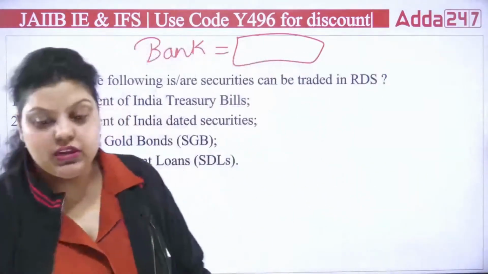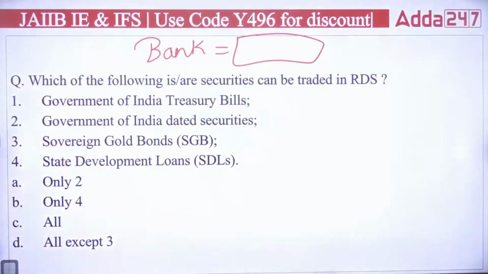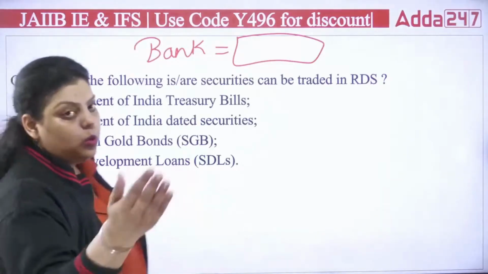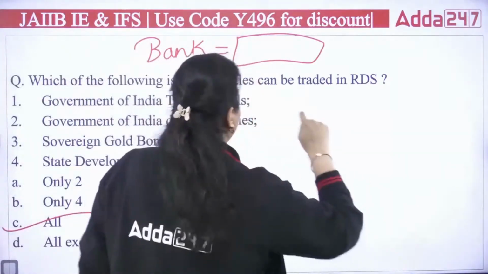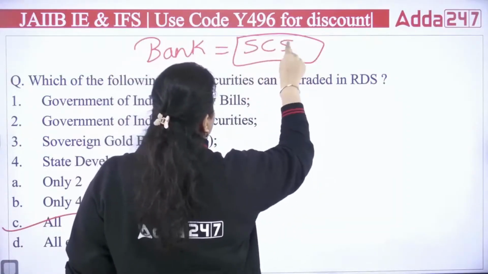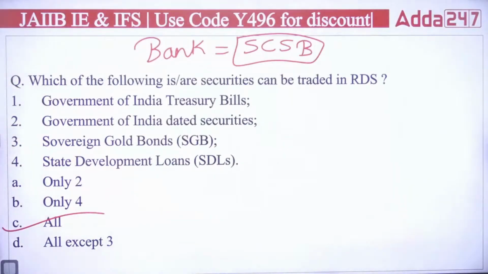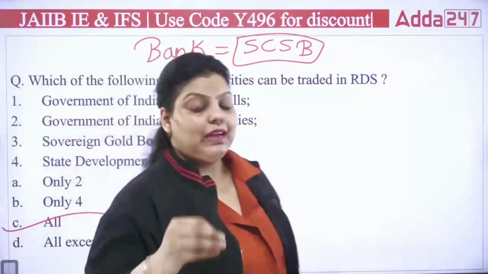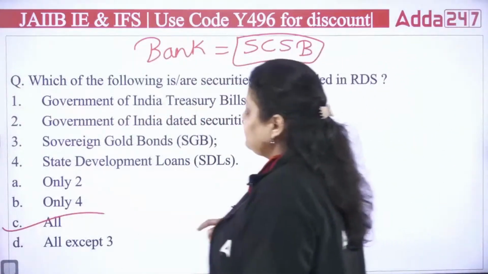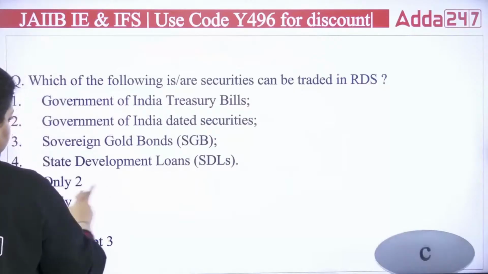Okay, it is retail direct scheme and the answer is C. Okay. Chalo, so treasury bills, dated security, sovereign gold bond, state development loans, very good. All securities can be used under the retail direct scheme, and the bank who can provide the ASBA services, they are known as self-certified syndicate bank. Remember their name. Self-certified syndicate bank. These are the banks which provide us the ASBA services. Okay. So right answer here will be C. All the securities can be traded.